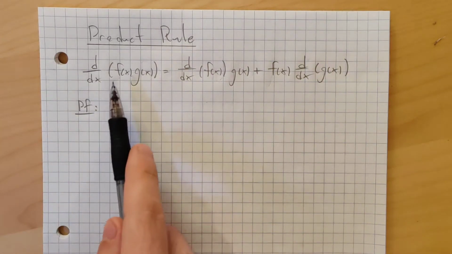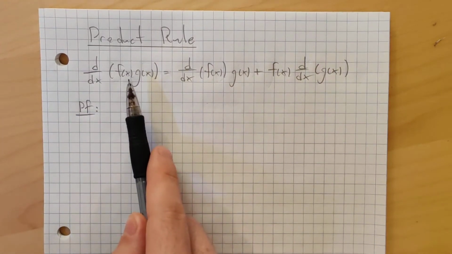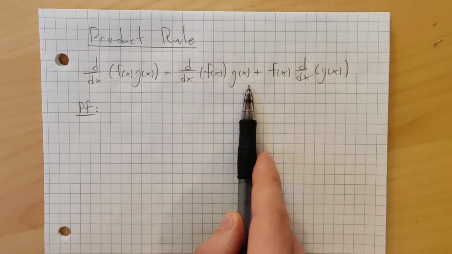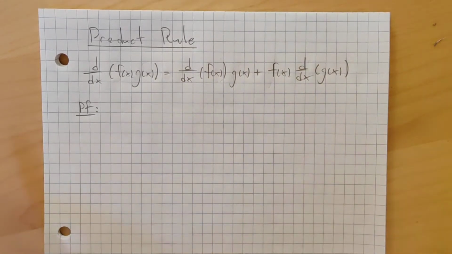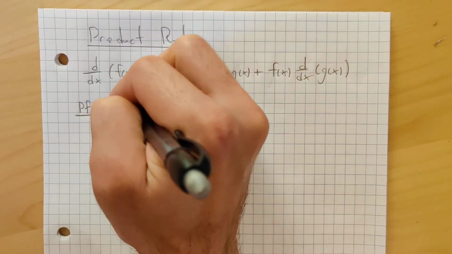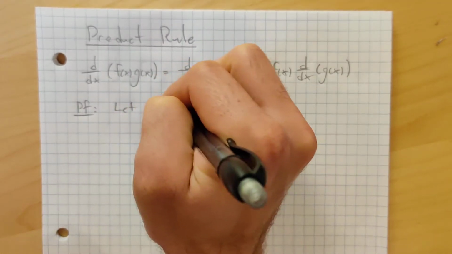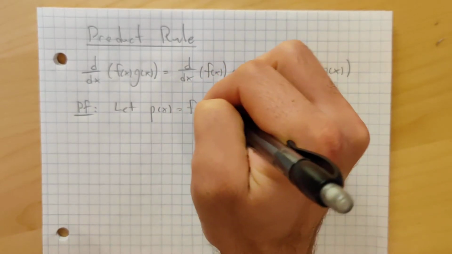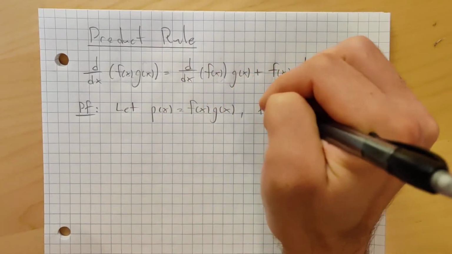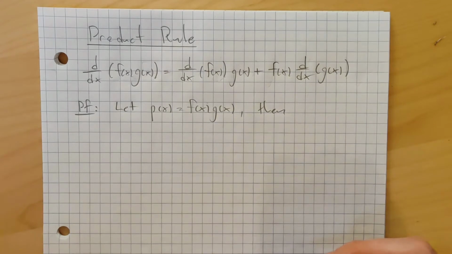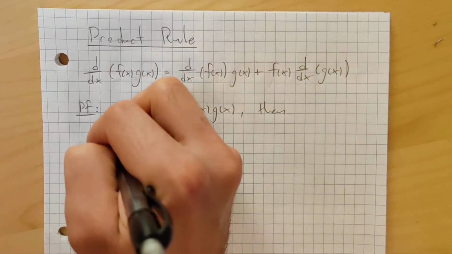The product rule says the derivative of f times g is the derivative of f times g plus f times the derivative of g. So to prove this, let's define the function p of x to be the product f of x times g of x. And then we'll take its derivative using the definition.